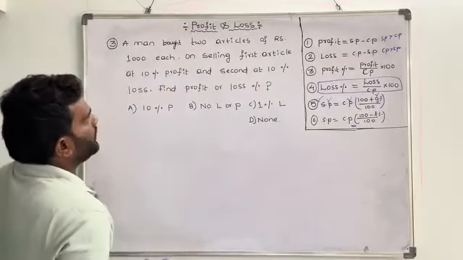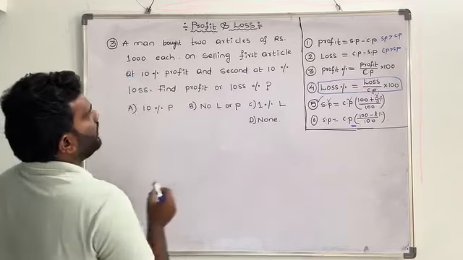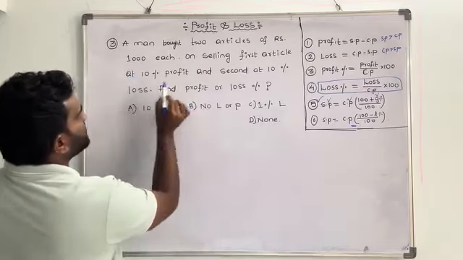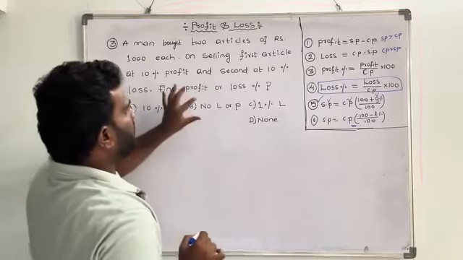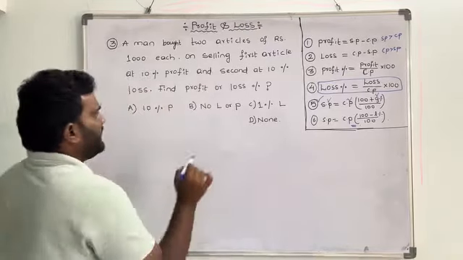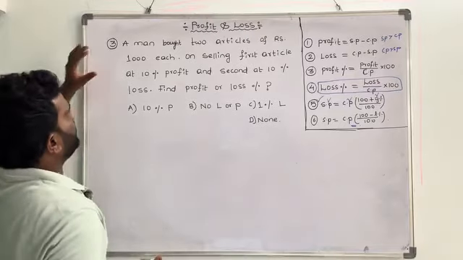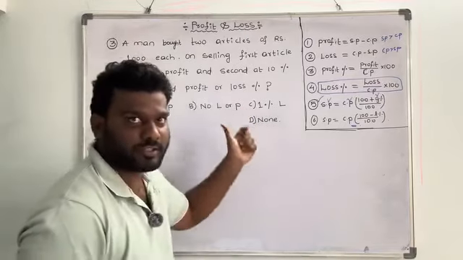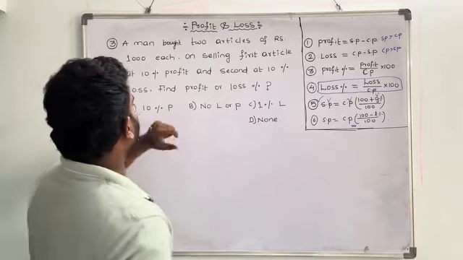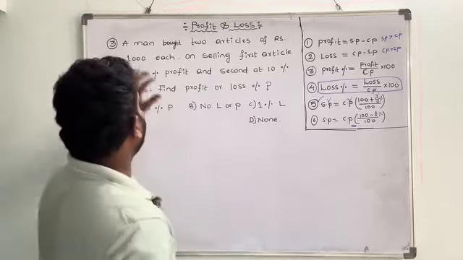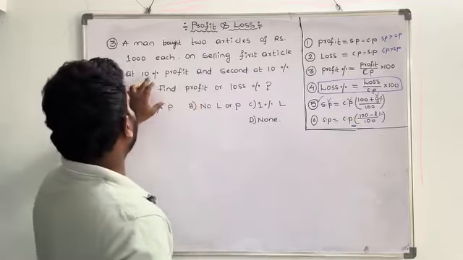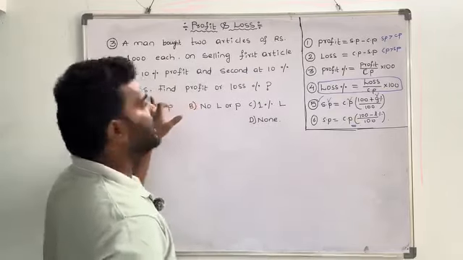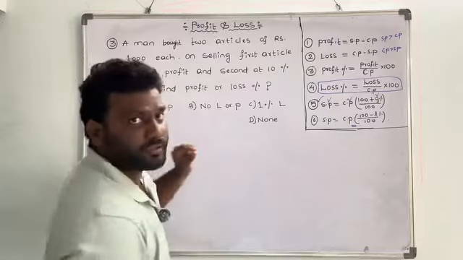A man bought two articles of rupees 1,000 each. On selling the first article at 10% profit and the second at 10% loss, find the profit or loss percentage. So basically, it is similar to the previous question, but in the previous question we had two different percentages for profit and loss, whereas here the percentages for profit and loss are the same. Okay, now how to solve this question?